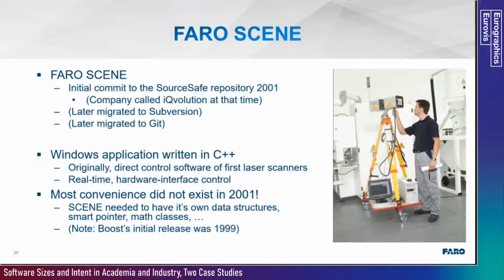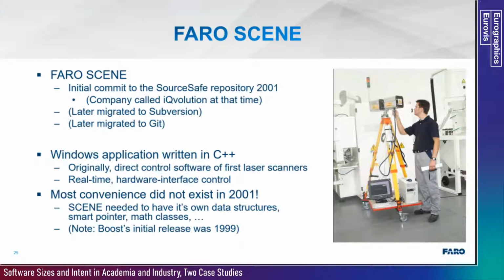And it has its quirks, it has its strange parts, but for good reasons. And to understand those reasons, you need to understand where it comes from. Originally, Scene was the controlling software for the first scanners. Those scanners did not have onboard computers of any kind, so a computer running Scene was the direct controlling software. So there was a real-time and hardware interface aspect to the software.